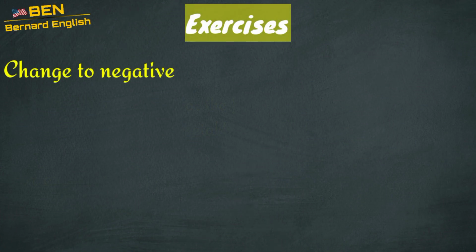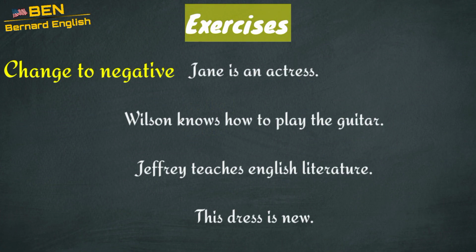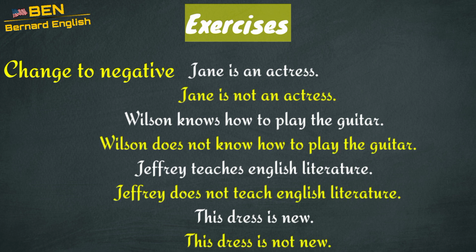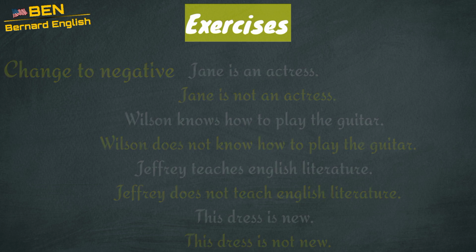Change from positive to negative. Jane is an actress. Wilson knows how to play the guitar. Jeffrey teaches English literature. This dress is new. Jane is not an actress. Wilson does not know how to play the guitar. Jeffrey does not teach English literature. This dress is not new.